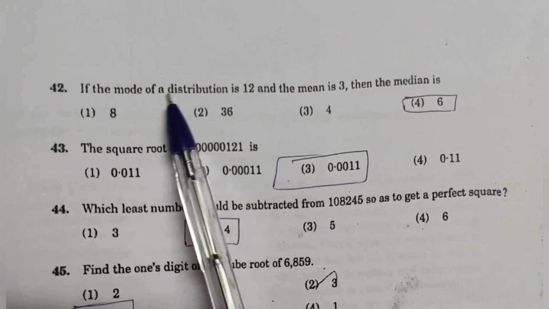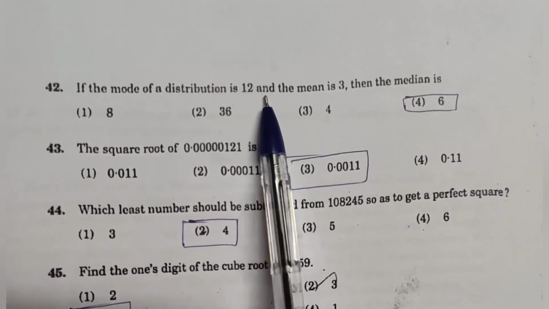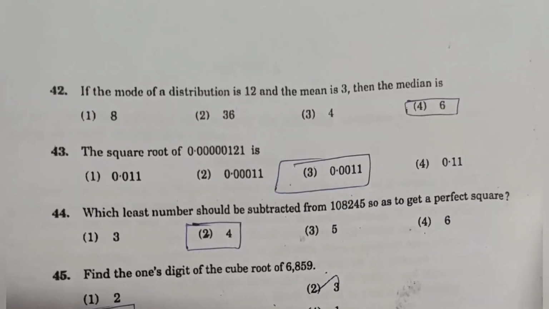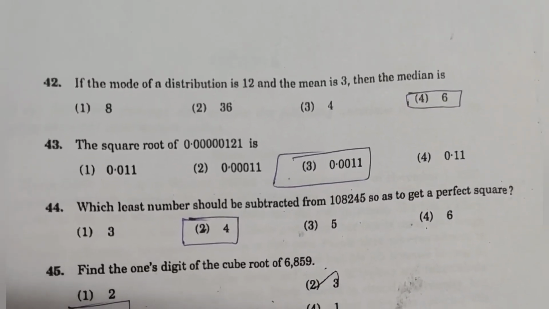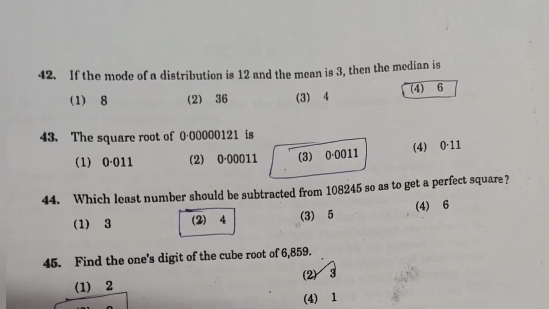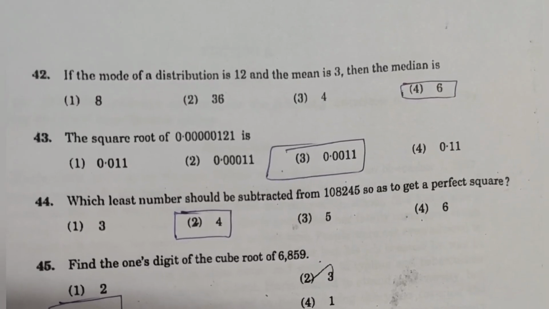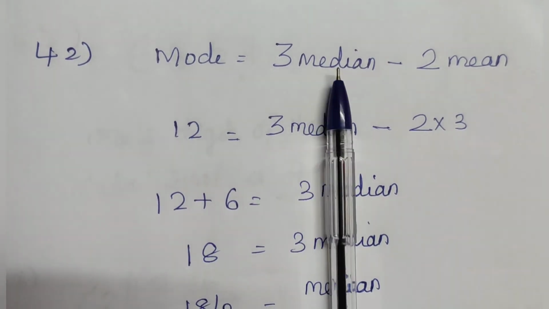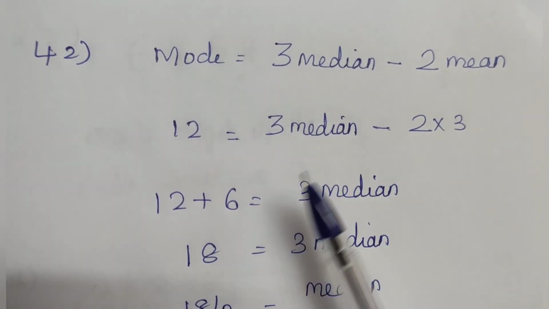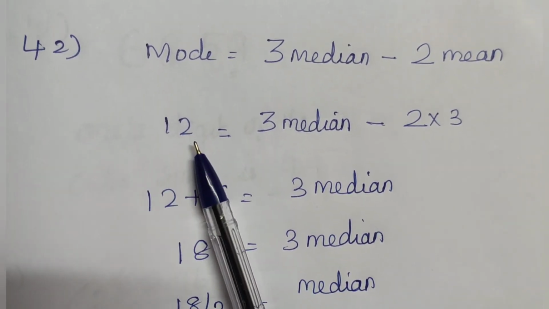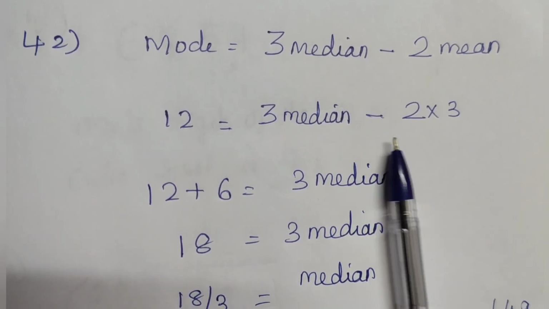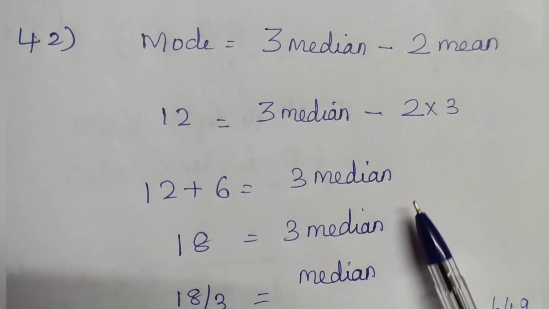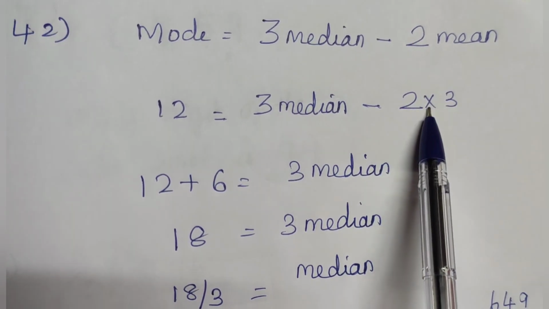42. If the mode of a distribution is 12 and the mean is 3, then the median is dash. There is a relationship between mode, median and mean. The relationship says mode equal to 3 median minus 2 mean. Mode is given in the question as 12, equal to 3 median minus 2 into 3. Mean is given in the question as 3.